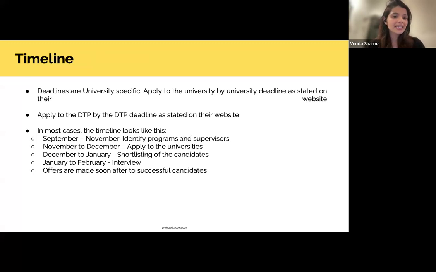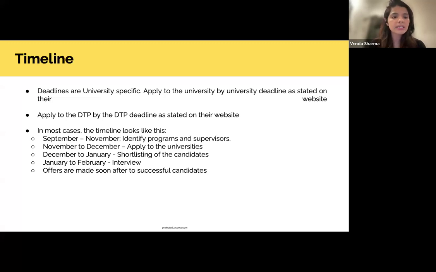Now, looking at the timeline, yes, it could vary per university, but to just give you an idea of a general outline, September to November would be the time when you would be identifying different programs and supervisors. You would be reaching out to your supervisors and preparing your application material, maybe trying to schedule meetings with your supervisor or their lab members so that you can get a better idea of how the lab environment is. Then you would be writing your personal statement, approaching professors in your universities, requesting letters of recommendation from them.